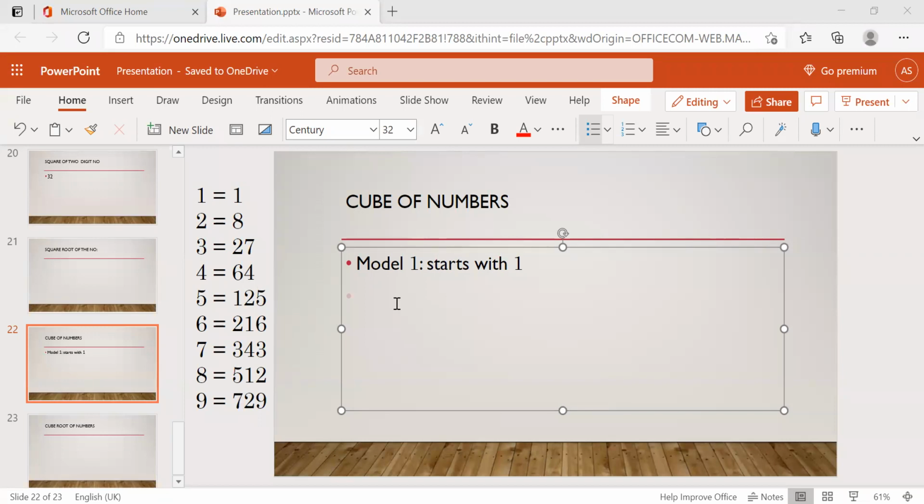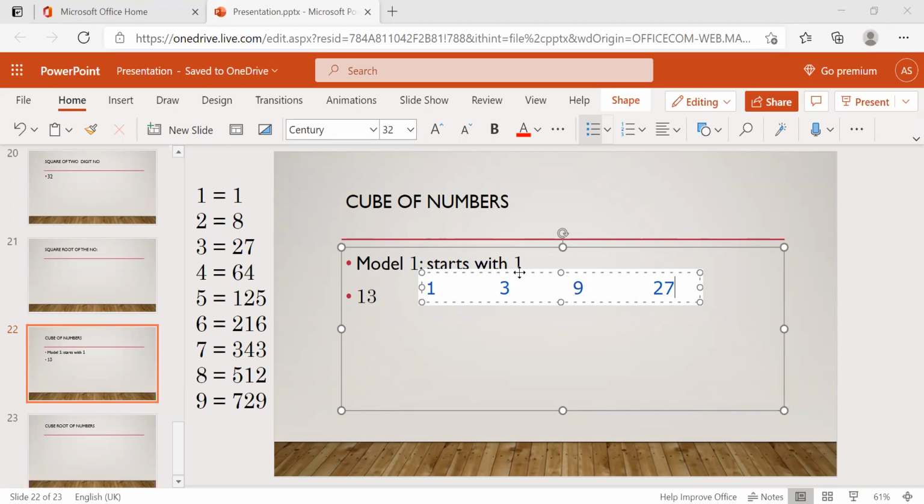Okay. Then model 1 starts with 1. Suppose 1 means 1 to 19. Take the number 13. How are we going to find the cube of 13? Write the number in individual digits: 1 and then 3, and then the next number. What is the second number here? 3, right? So 3 square. What is 3 square? 9. And then 3 cube. What is 3 cube? 27. So like that you have to write.